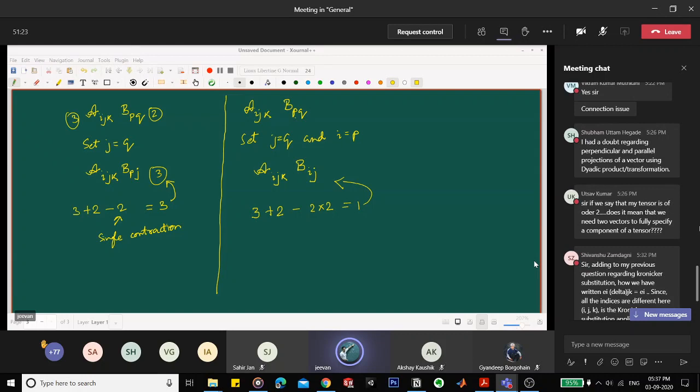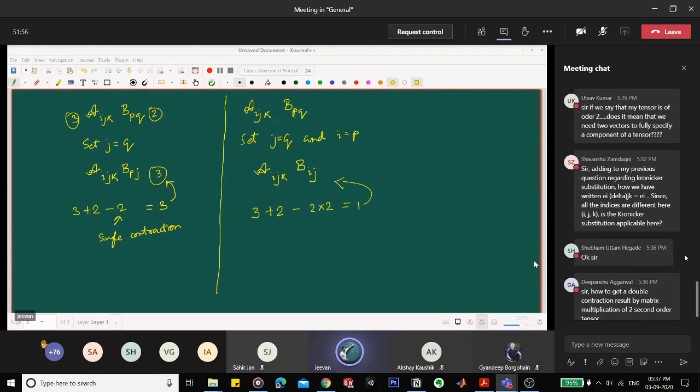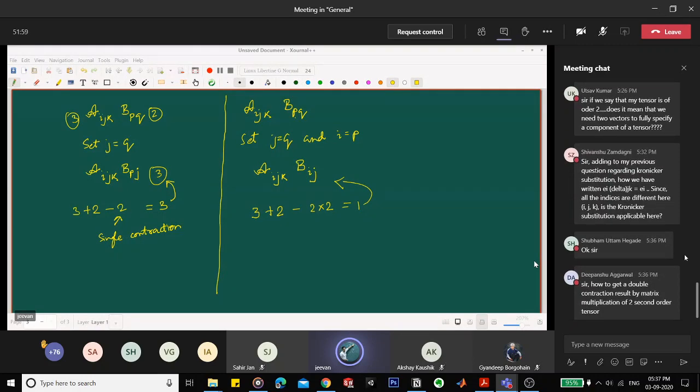Shivanshu is asking, sir, adding to my previous question regarding Kronecker substitution, how we have written e_i delta_jk is equal to. If the Kronecker delta has totally different indices, then no. So e_i delta_jk will not be equal to e_i. That is not true. e_i delta_jk is not e_i. I hope that is clear.